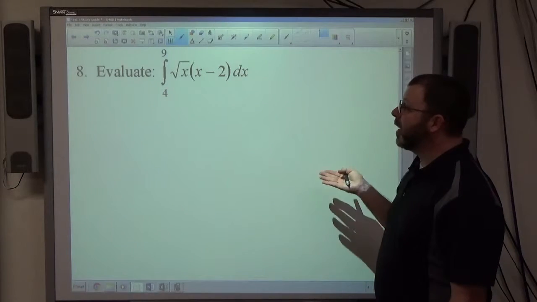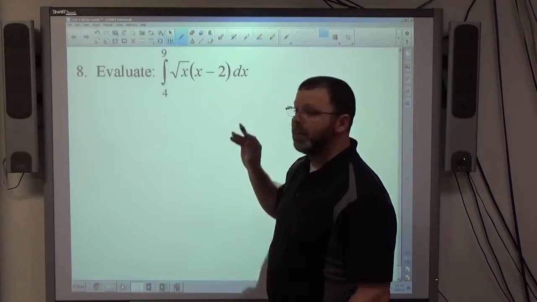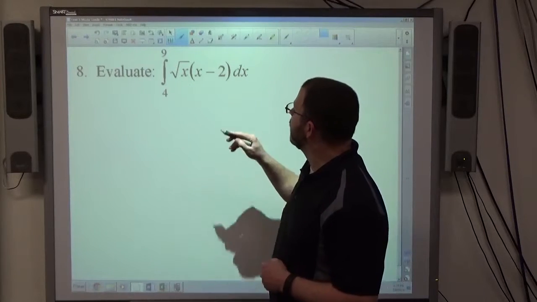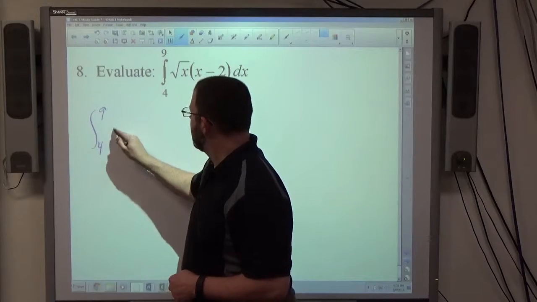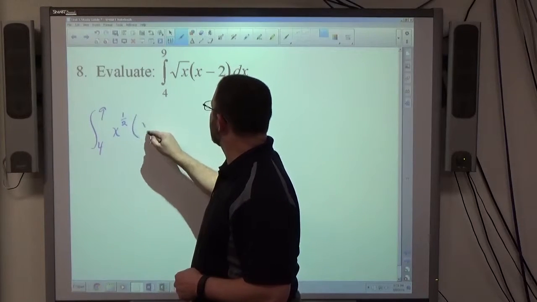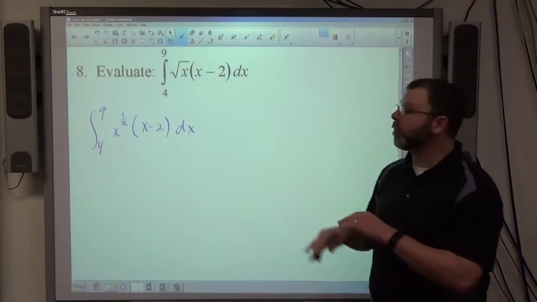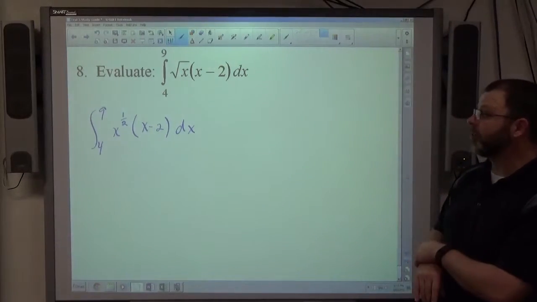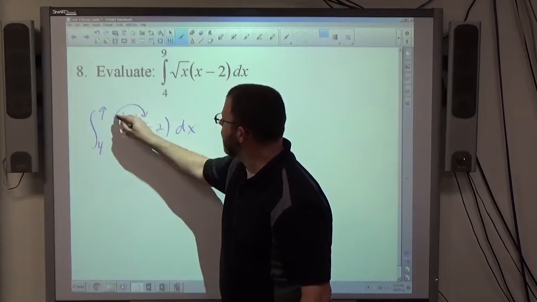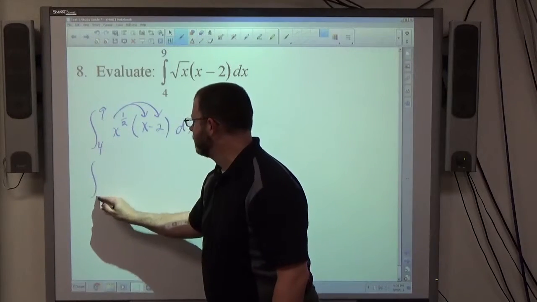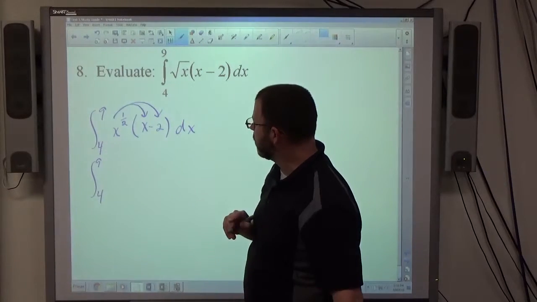Number 8 is not already in polynomial structure. It's also not going to be simply done using the substitution technique we just recently did. The better plan here is change that to x to the half power times x minus 2 dx. I haven't done any calculus yet, so it's still an integral, so its dx is still there, the integral symbol is still there. This is algebra. A quick little distributive property here, still algebra. So I haven't done any calculus yet, although calculus symbolism is still there.